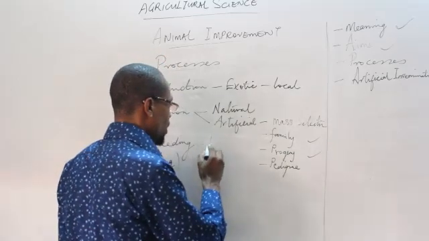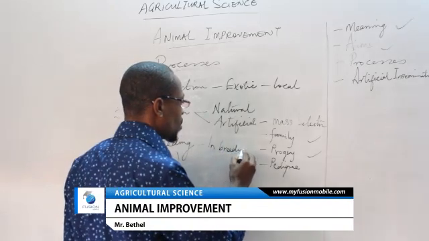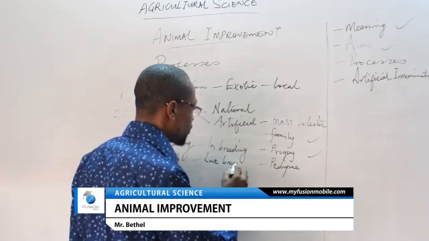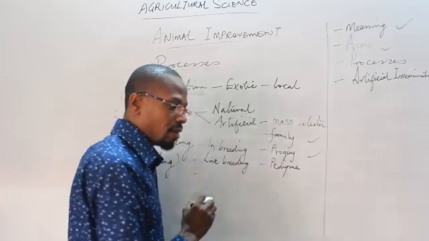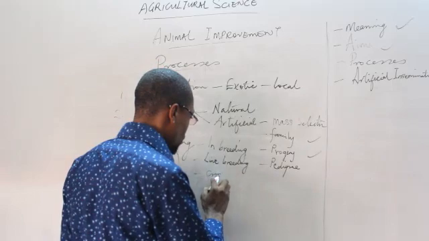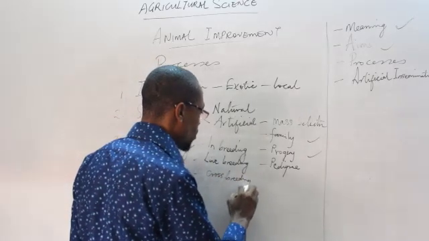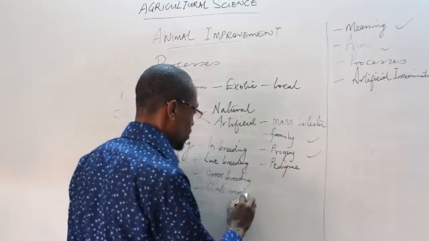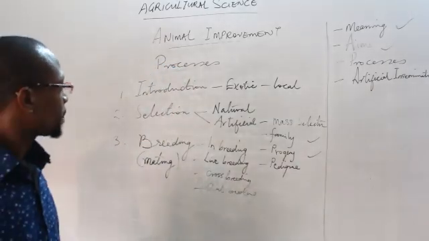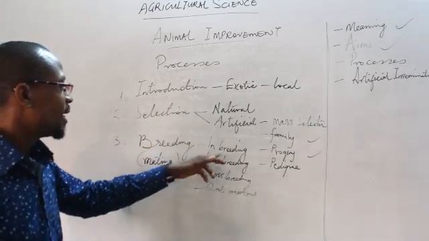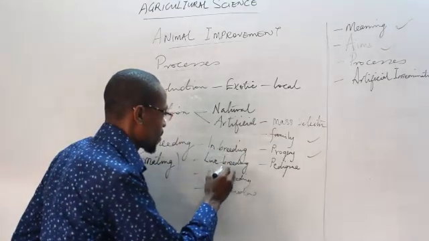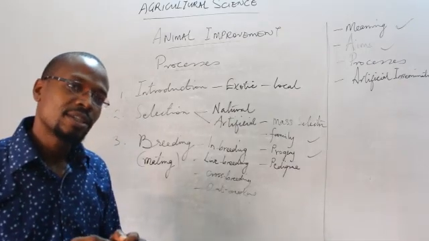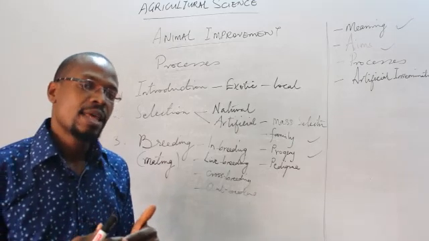We have what we call inbreeding. We have line breeding. We have crossbreeding. And then lastly, we have outbreeding. In inbreeding, the farm animals under consideration mate within the same family.